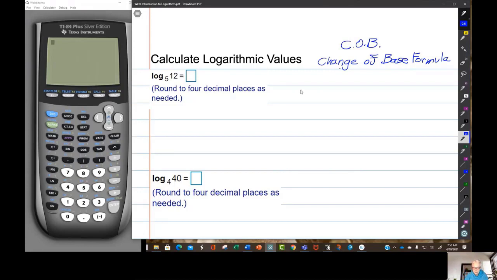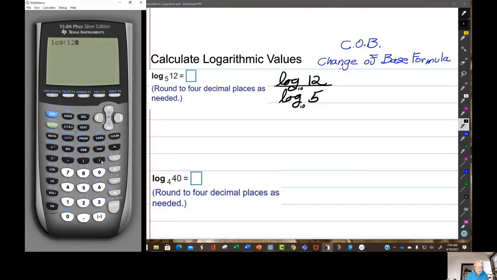Here it is. Let's do that first. Log 12, in other words, log base 10 of 12, divided by log base 10 of 5. In other words, I changed to base 10. Log 12 divided by log 5. Let's do it over here. Log 12. You must close the parentheses or you won't get the right answer. Divided by log 5, and close the parentheses. So this is what you want. You hit enter. And there's your answer.